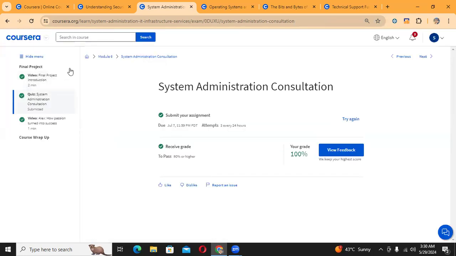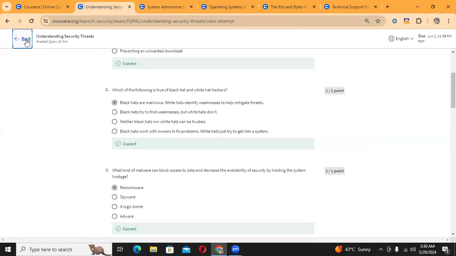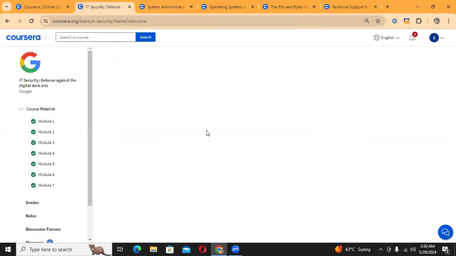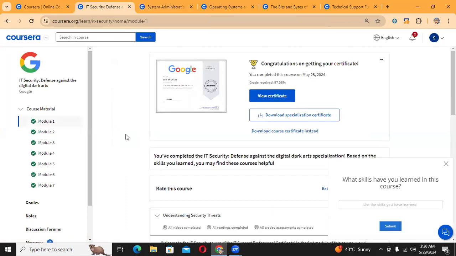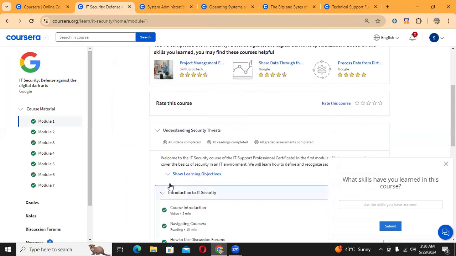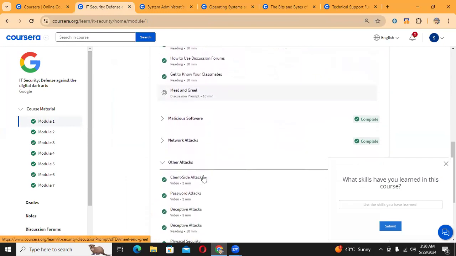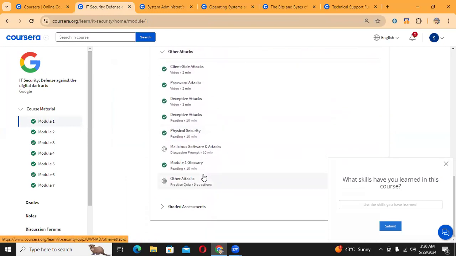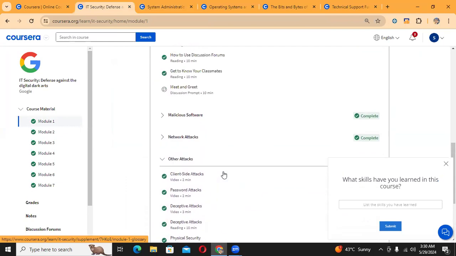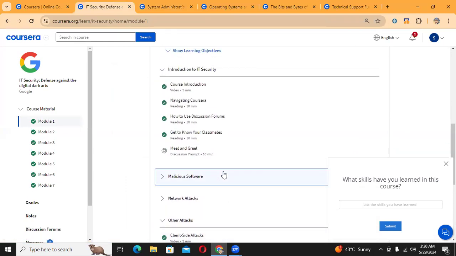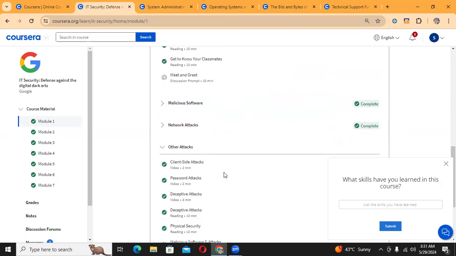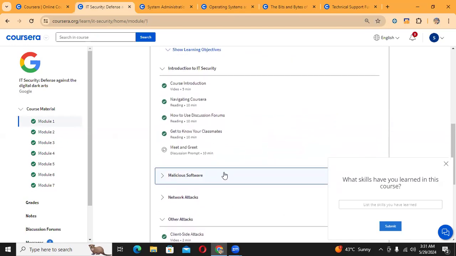So let's move on to the fifth course. We have the first module, which is about understanding security threats: an introduction to the landscape of security threats and the fundamentals of IT services troubleshooting. We have different types of threats like malware, phishing, social engineering, and confidentiality, integrity, availability, and the importance of modeling risk assessments.